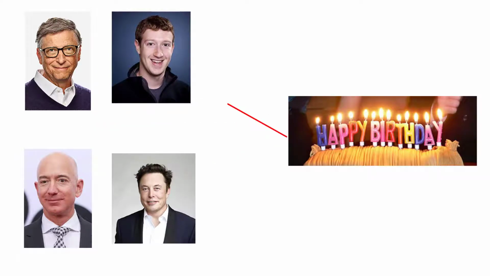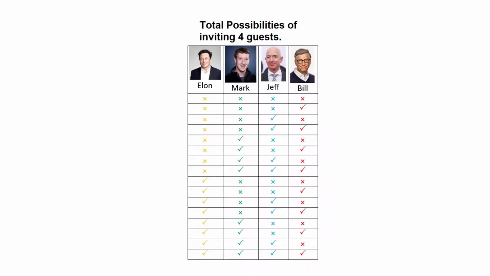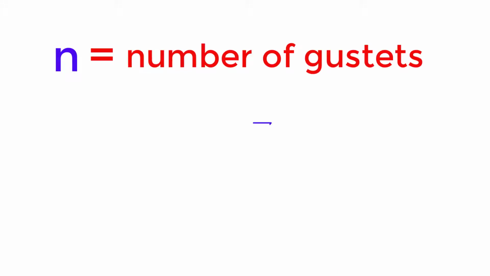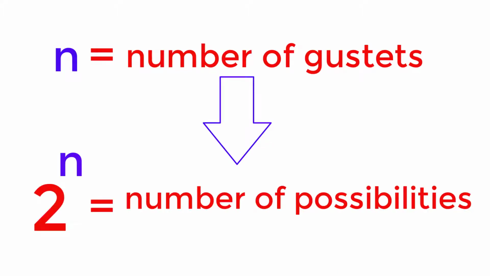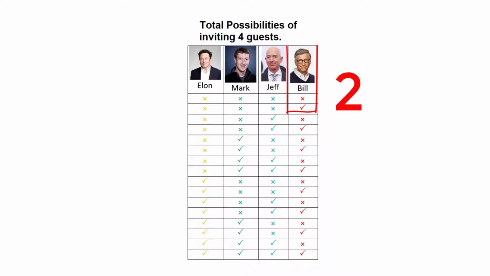If I invite all 4 esteemed guests, there will be 16 possibilities. At first possibility, none of these guests will come. And in the 16th possibility, all 4 of them will come. Or, for example, in the 13th possibility, only Mark and Elon come to the party, and Bill and Jeff do not. As you can see, as each guest increases, the number of possibilities doubles. Therefore, the number of probabilities is equal to 2 to the power of n. N is the number of guests.